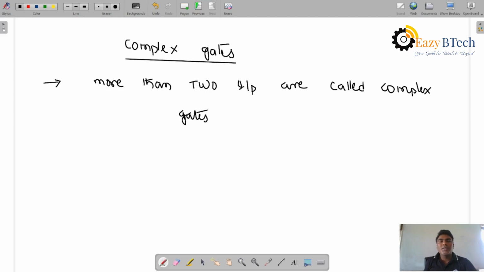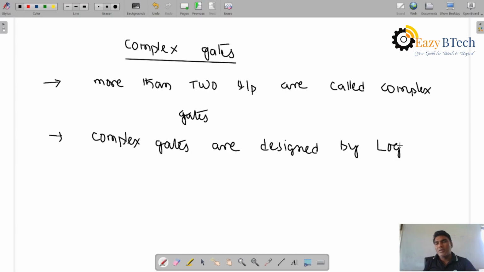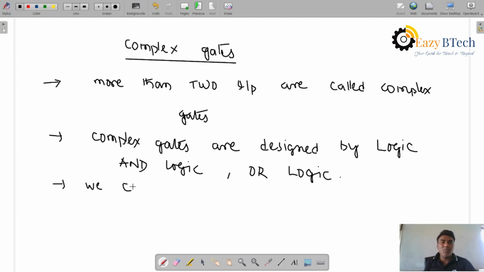Complex gates are designed by AND logic and OR logic. AND logic, OR logic, AND logic, OR logic. So we can design these in CMOS and NMOS.